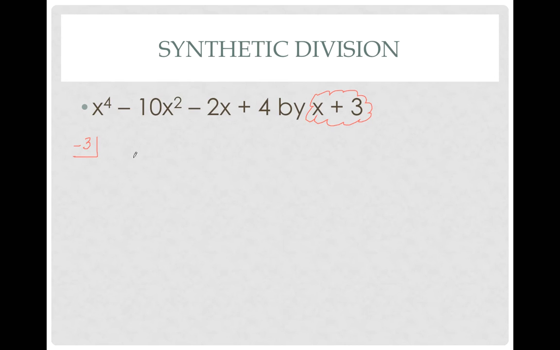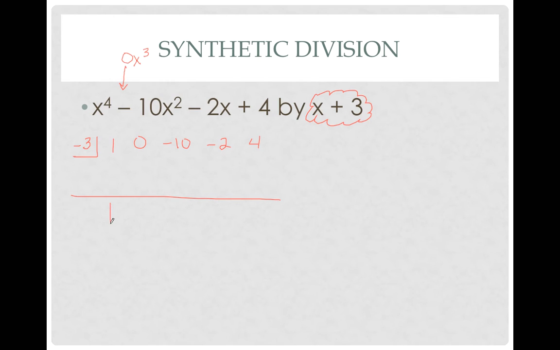And then I need to write out all of my coefficients for all of my terms. But I need to pay attention that there is no x cubed term. So I need to put in a 0 if I don't have it. So my coefficients are 1, 0, -10, -2, and 4. So now the process continues, or begins again.